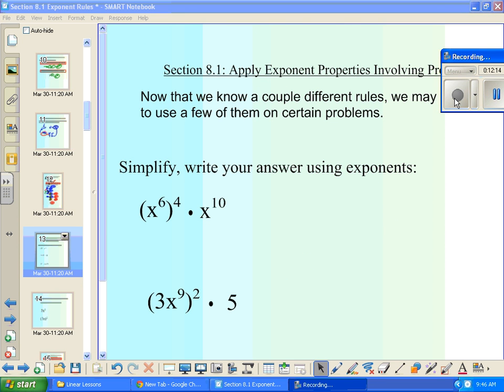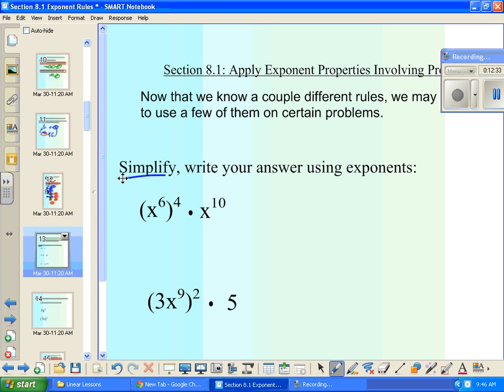Showing just a few more examples here, and also something else we can do with some of these problems. Again, they build on each other like the equations did, where I had multiple steps. I do one step first, then another, then another, and then I can get to my answer. Looking at this first one, it says simplify. I'm going to simplify using some of the rules that we've learned so far. x to the 6th, in parentheses, to the 4th power, times x to the 10th.